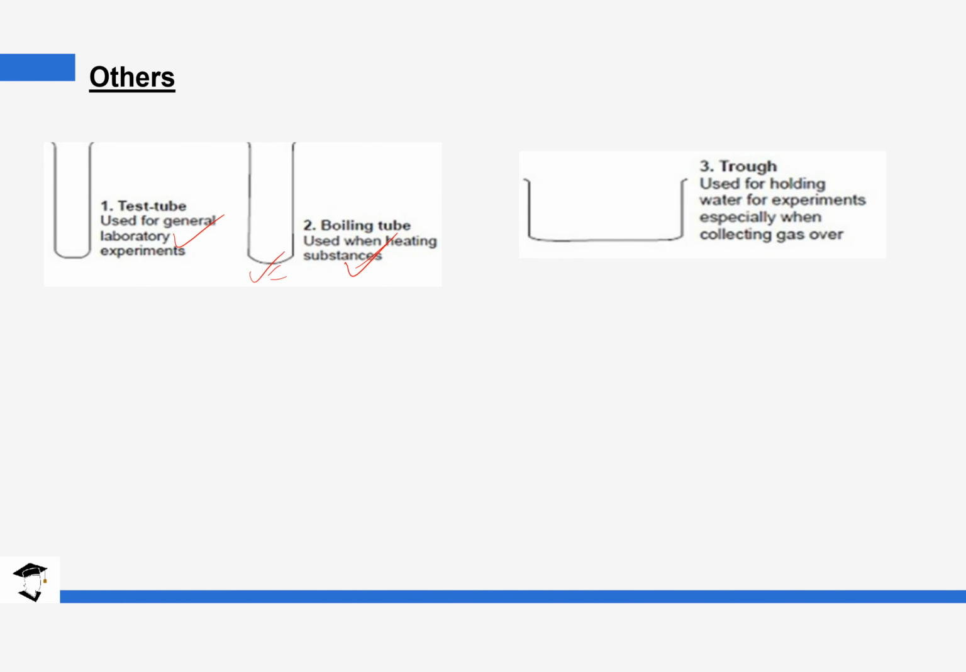Next, we have the trough. It is used for holding water for experiments, especially collecting gases. You're going to notice this when you're collecting gases in a method called the overwater method. It's going to use this trough a lot.